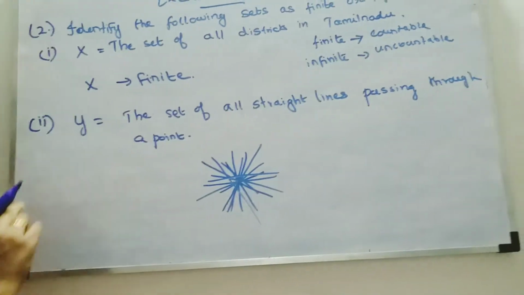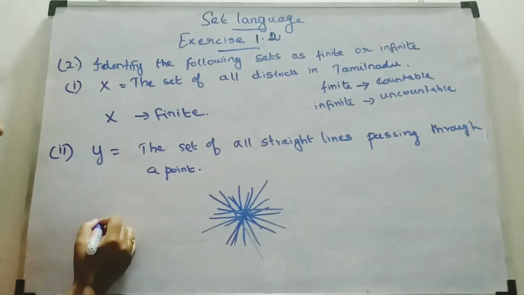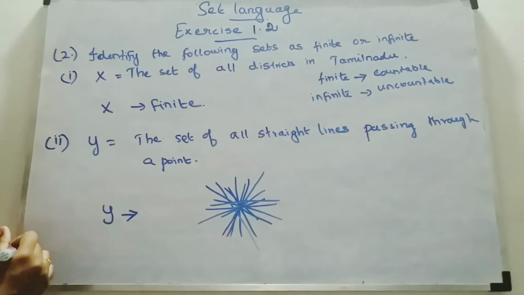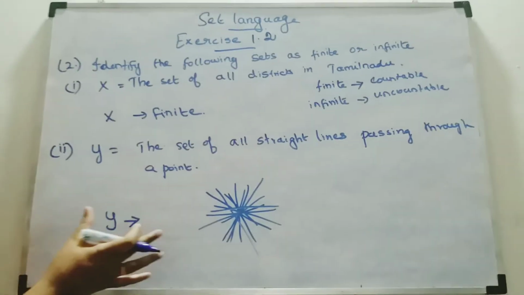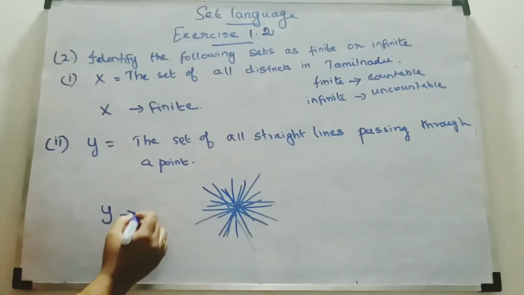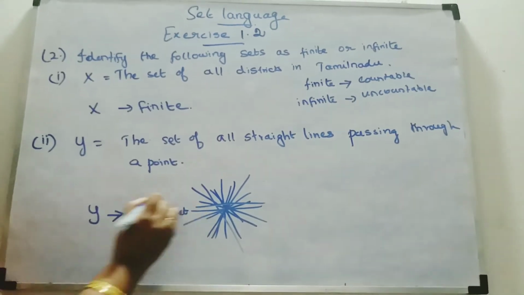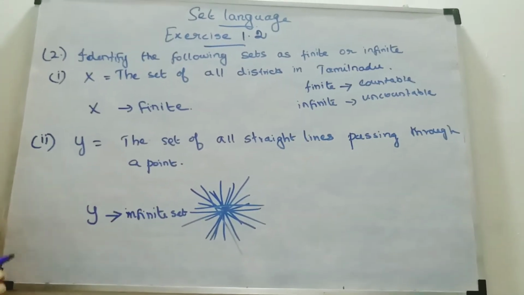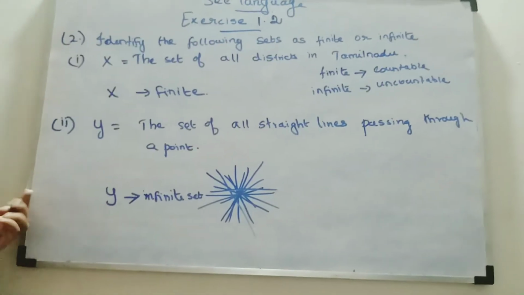So it's uncountable, so you can say this is infinite. So Y is an infinite set. Y contains an infinite number of elements, and so we say it is an infinite set. So these are the first two problems. Next we can see the next problem.